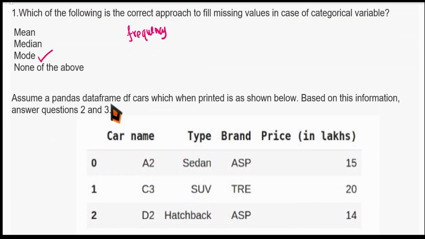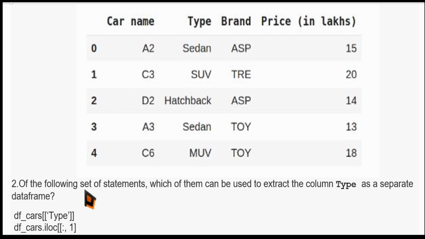Assume a Pandas data frame df_cars which when printed is as shown below. Based on this information, answer questions 2 and 3. Of the following set of statements, which of them can be used to extract the column type as a separate data frame? So here, this is the type column. We have to extract only this one from this complete data frame. Here, type is the categorical variable.